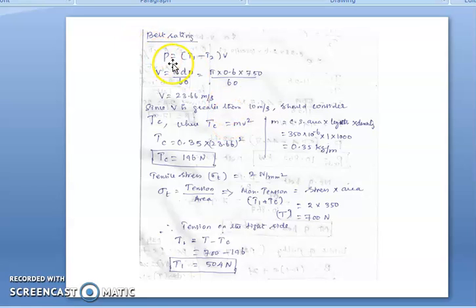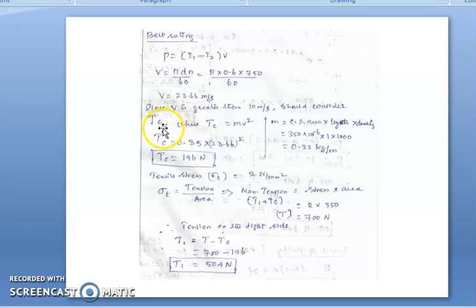So capital P is equal to (T1 minus T2) into V. V is the velocity of the belt drive. By using the formula pi d n by 60, we can find V is equal to 23.66 meter per second. We know already here the velocity is greater than 10 meter per second. So we should consider the effect of centrifugal tensions along with the tensions.